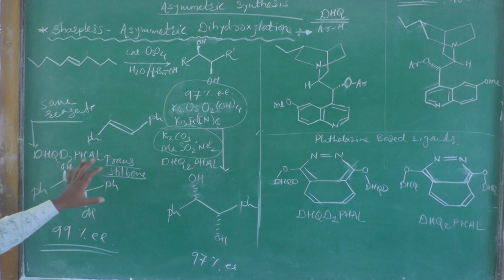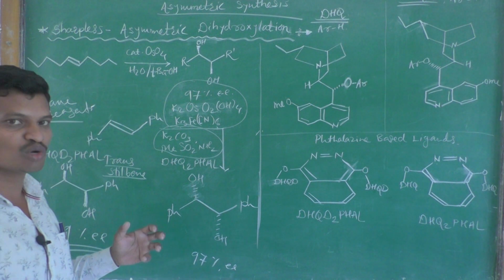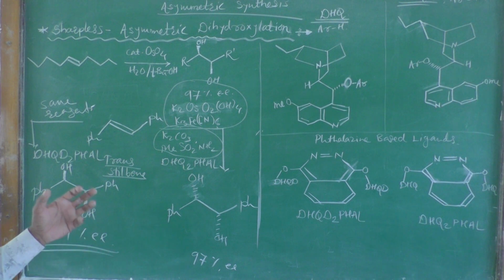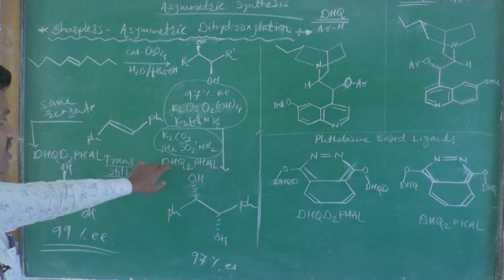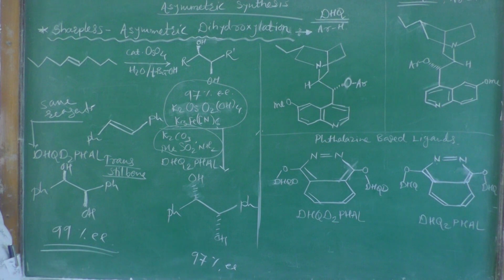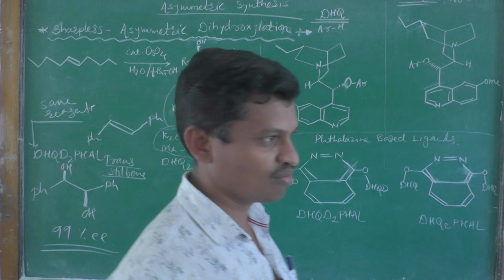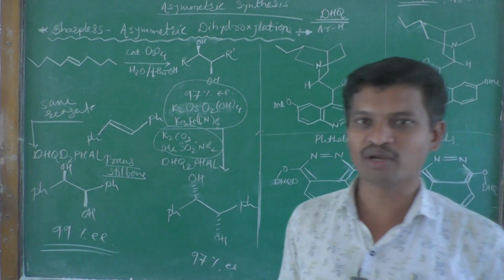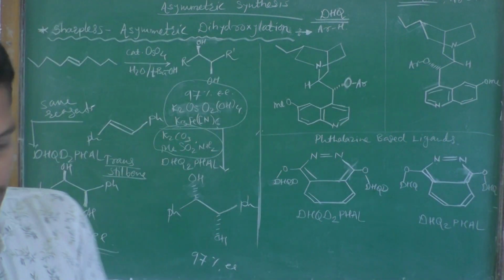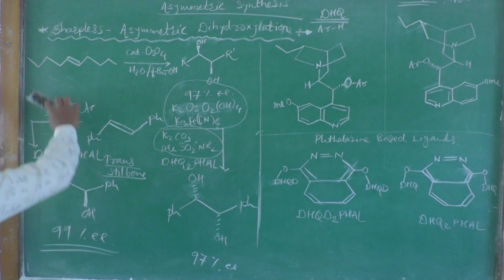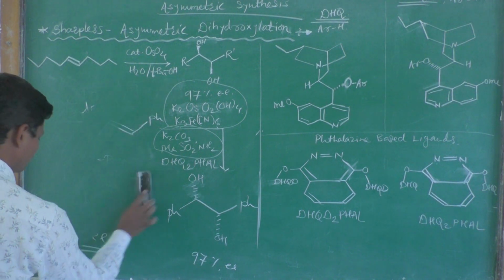So this is an example of asymmetric syn dihydroxylation using osmium tetroxide as a source of hydroxyl groups. This is the reagent, and these are the two chiral ligands which are helpful for getting the asymmetric product. So these are the two main examples that show how asymmetric dihydroxylation can be achieved. Now we will take some more examples based on this.